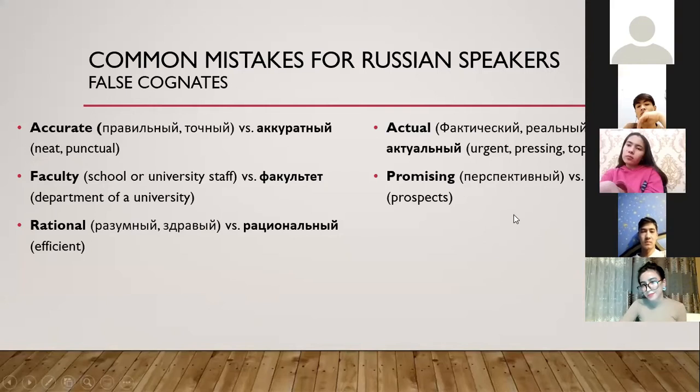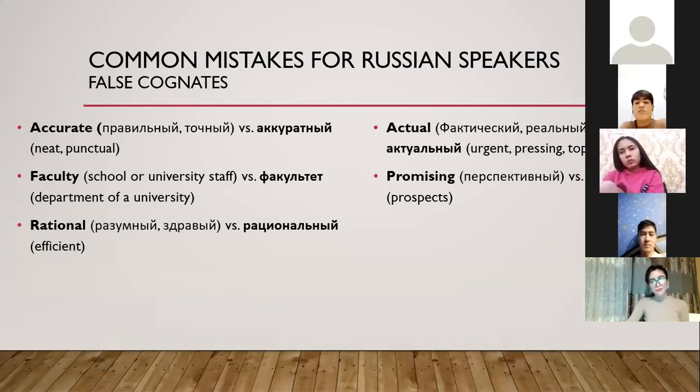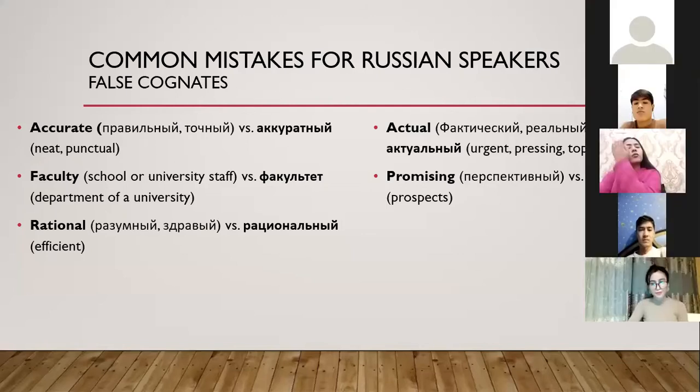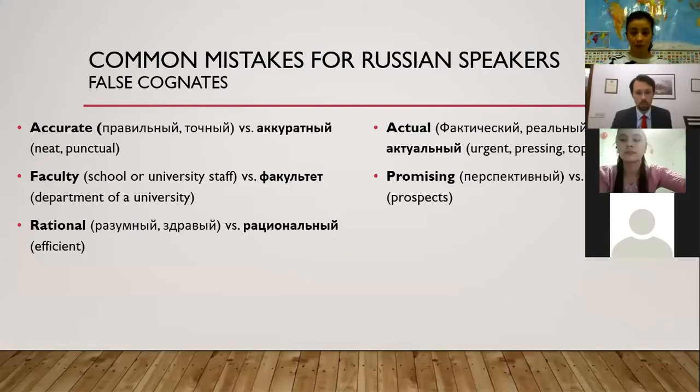If someone has a promising future, they are perspektivny. So if an idea, a project has good prospects, then it would be promising. But you can't say a person is perspective. You can say that they have prospects, which means they have opportunities to succeed. They're likely to succeed, but that's a difference there.